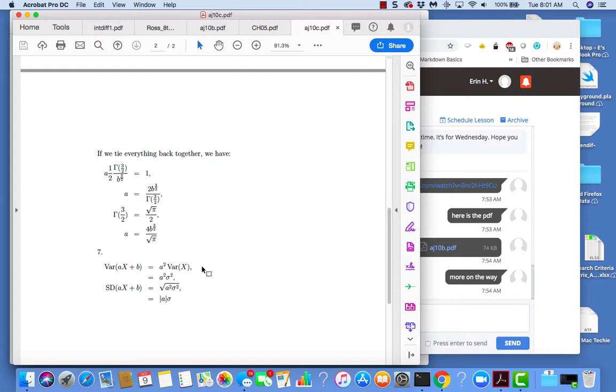Okay, 7 is very easy. If I have the variance of a x plus b, that's just going to be a squared times the variance of x. But b is a constant, so it has no variance. So this means that we have the variance of a x plus b is equal to a squared times sigma squared. Then to get the standard deviation of that, you just take the square root of both terms. So you have the square root of a squared sigma squared. And this becomes the absolute value of a times sigma, because sigma is always positive.